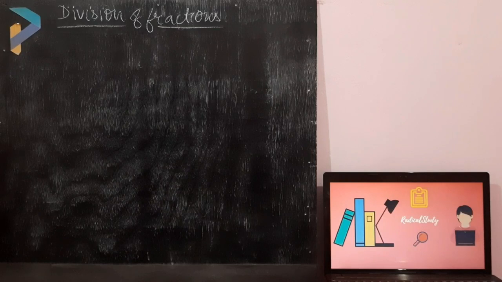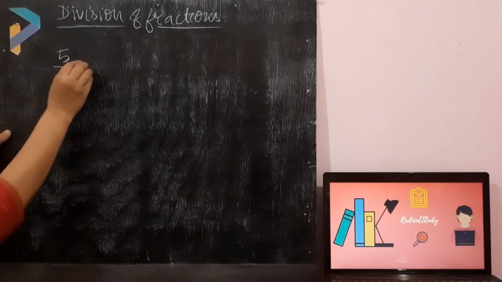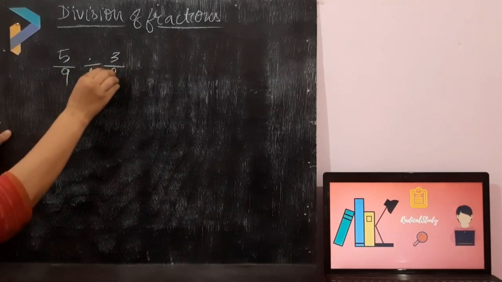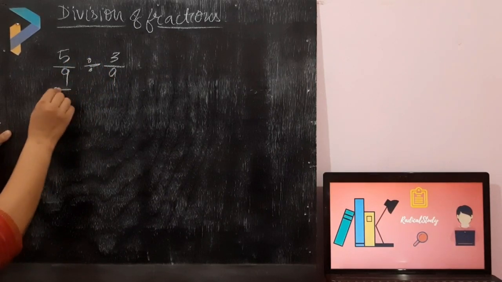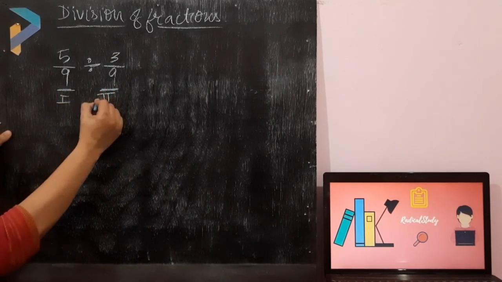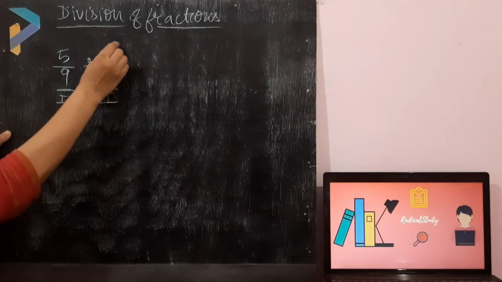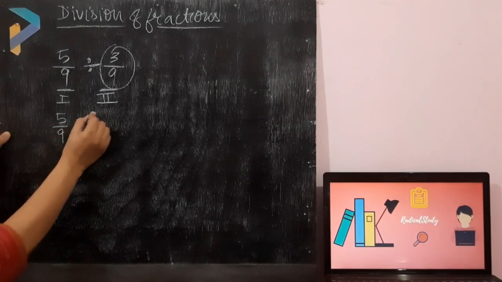To divide a fraction by another number, another fraction, the first fraction is multiplied by the reciprocal of the second. Just now I told you how to find out the reciprocal of any fraction. So how will we divide? For example, 5 upon 9 is a fraction and you have to divide it by 3 upon 9. Then how will you divide, students? To divide the fraction, we divide the first fraction with the reciprocal of the second fraction. This is first fraction and this is second fraction. So the reciprocal of 3 upon 9 is 9 upon 3.